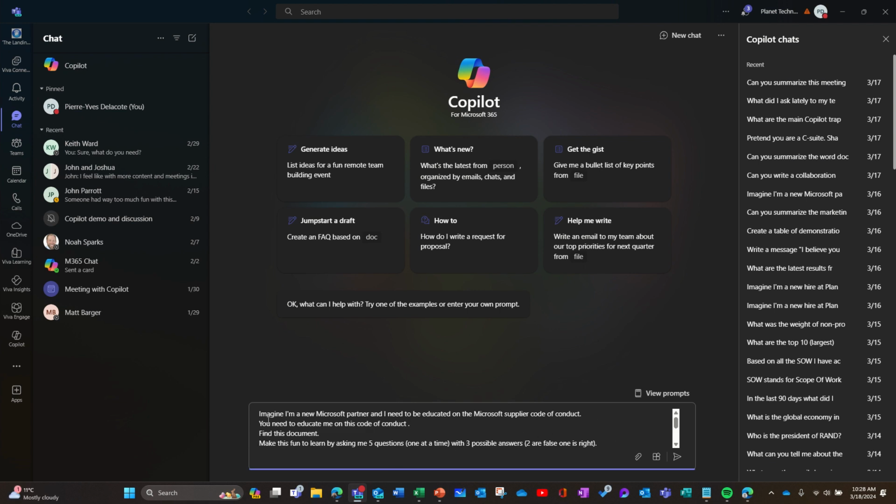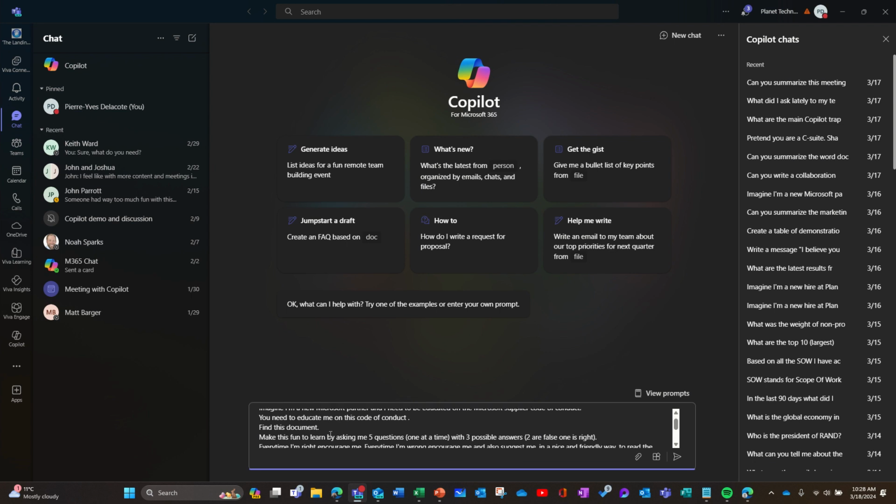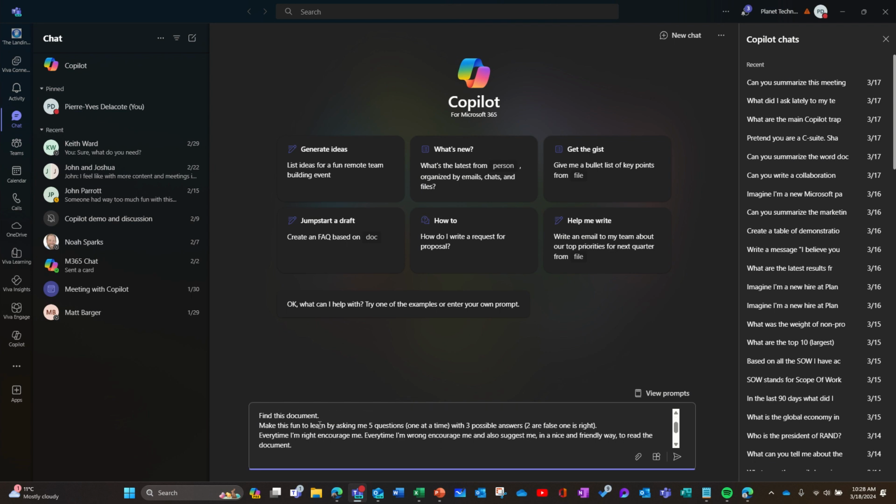But here's my prompt. Imagine I'm a new Microsoft partner and I need to be educated on the Microsoft Supplier Code of Conduct. You need to educate me. So that's what I'm asking Copilot. Educate me on this code of conduct. So first find this document, then make this fun to learn by asking me 5 questions, one at a time, with 3 possible answers. Two are false and one is right.